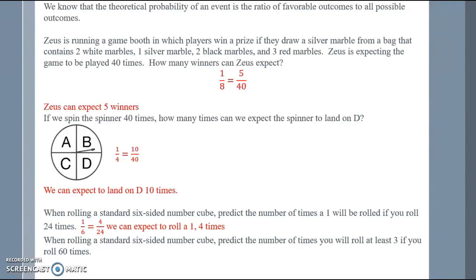When rolling a standard 6-sided number cube, predict the number of times you will roll at least a 3. So if we roll at least a 3, that concludes that we'd have a 3, a 4, a 5, or a 6. So 4 out of 6 would be the probability of rolling at least a 3. But we're rolling 60 times. So 6 times 10 is 60, so 4 times 10 would be 40. So we can expect to roll a 3, a 4, a 5, or a 6 40 times.